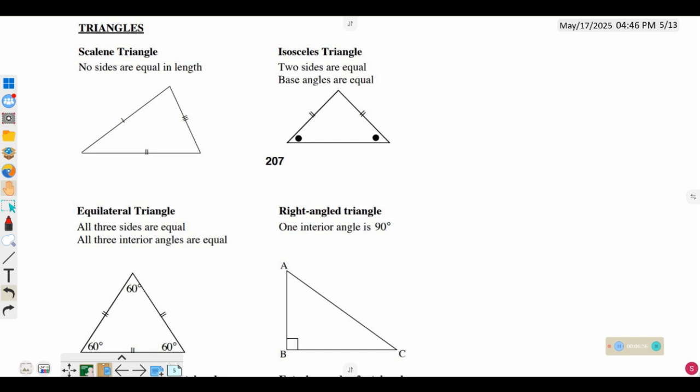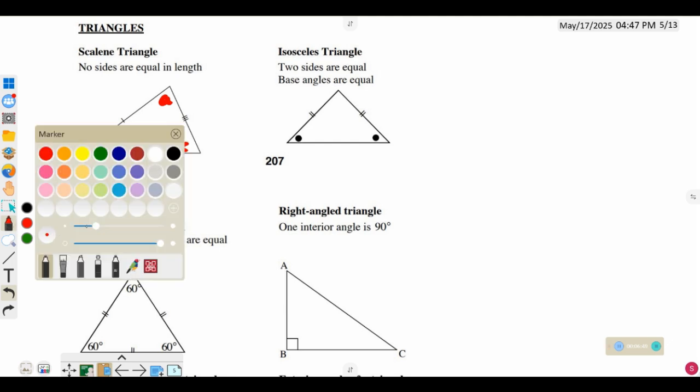Okay, different types of triangle. One which is a scalene triangle. This one doesn't have any sides that are equal, right? No sides equal in length, right? And even the angles, if this is A, that has to be B, and that has to be C. All the angles are different in size.